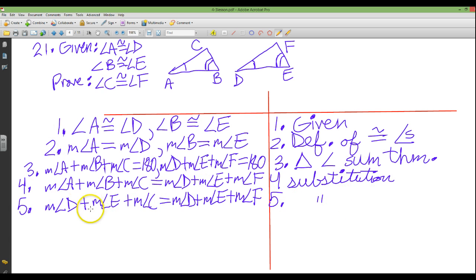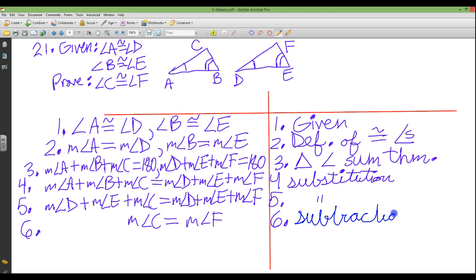And then from here, since I have the measure of angle D plus the measure of angle E on both sides, I can subtract it from both sides. So I'm just left with the measure of angle C on the left and the measure of angle F on the right. So that is the subtraction property of equality. And finally, if two angles have the same measure, then we say that those two angles are congruent by the definition of congruent angles.